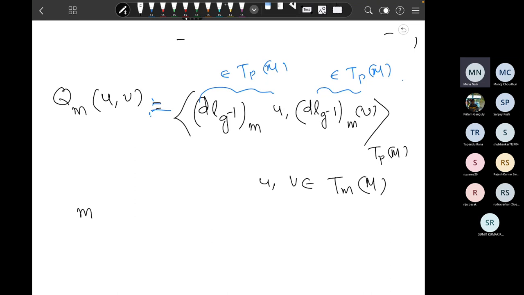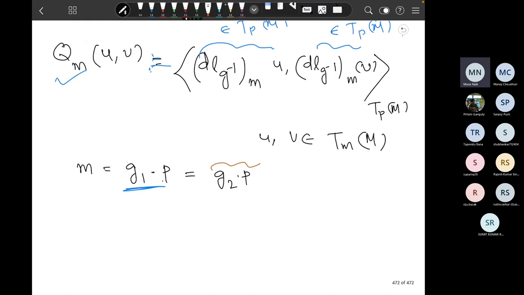Suppose it may happen that we can write M is equal to G1 dot P and also M is equal to G2 dot P. So you can use the fact that M is equal to G1 dot P to give a definition of the inner product, to define QM. Everywhere you have to put G1 here. Similarly, one can also use the representation M is equal to G2 dot P to define QM. So there is an ambiguity in the definition, and you need to resolve that.